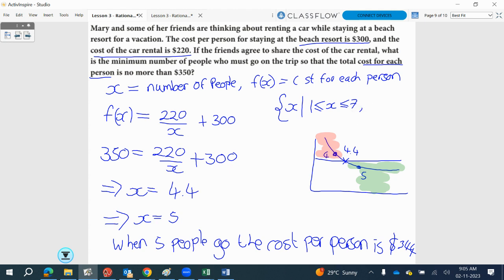What else do we need to say about the function? Can we have 4.4? No. It can only be an integer value. So this function can only have those 6 values.